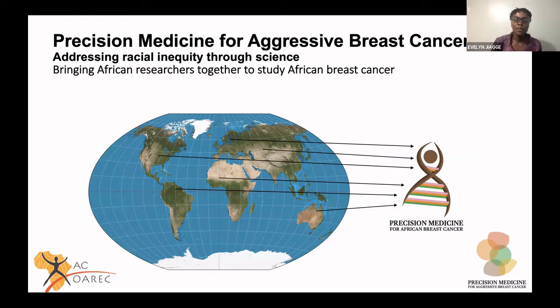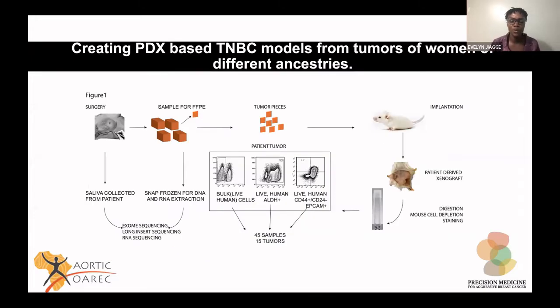We have a collaboration of 10 institutions in Africa, both in Western and East Africa, and we hope to have people from other parts of Africa join us in the work that we do. So for the purposes of understanding the biology of triple-negative breast cancer, which is most prevalent among women with Western Sub-Saharan African ancestry and is the most aggressive form of breast cancer, for the purpose of this presentation, it does not express the estrogen receptor, the progesterone receptor, or HER2.